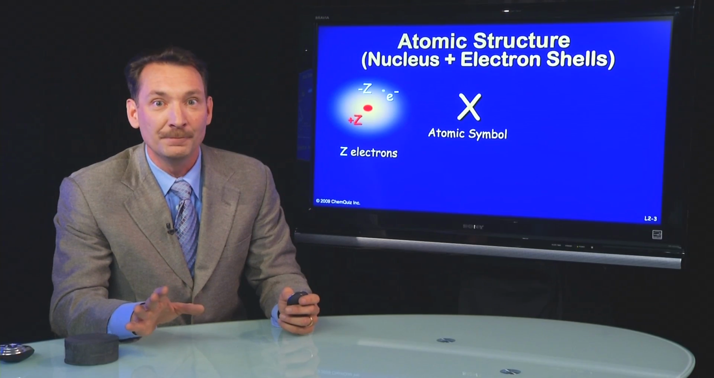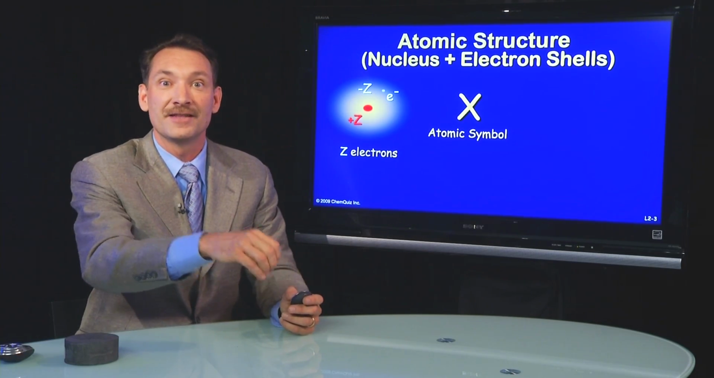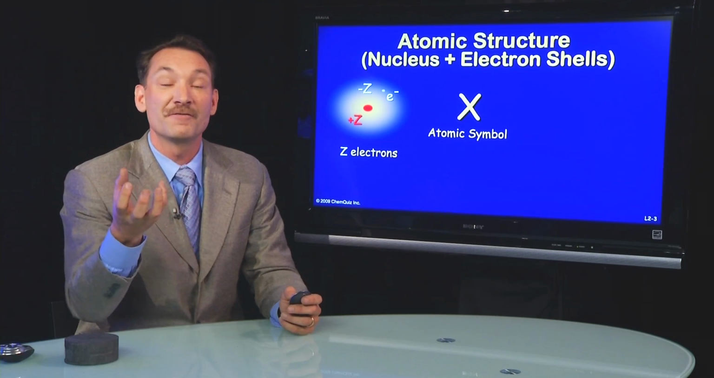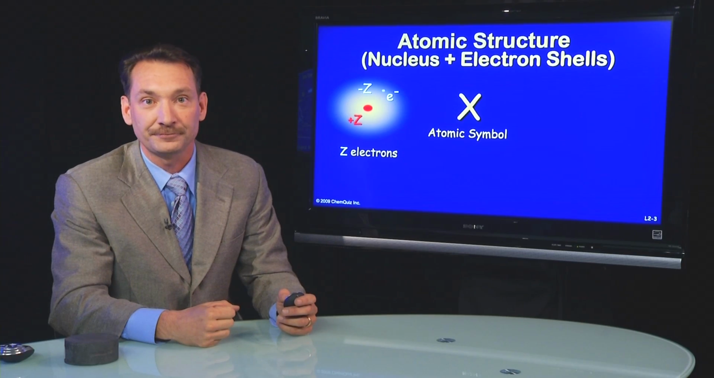And in the neutral atom, there's an electron for every proton in the nucleus. That is, the charges balance out, so you have neutral atoms with an equal number of protons and electrons.